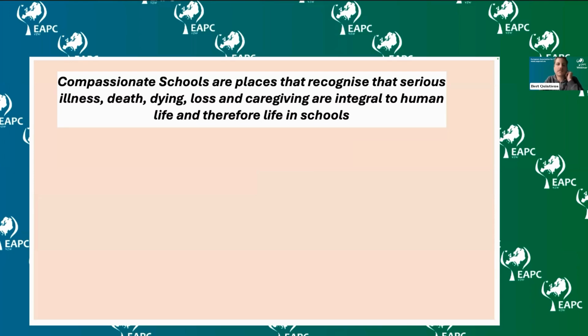I'd like to start at the beginning. Compassionate schools are places that recognize that serious illness, death, dying, loss, and caregiving are integral to human life, and therefore life in schools. A lot of compassionate schools are focusing primarily on students, but we have to acknowledge that staff are part of compassionate schools as well. In some way, a compassionate school is a compassionate workplace, and also staff, teachers, but also other school personnel are experiencing end-of-life situations. Luckily, not on a daily basis, but this is happening very often in everybody's lives. So as well in the life of teachers and staff as in the lives of students. So compassionate schools pay attention to both students and staff.